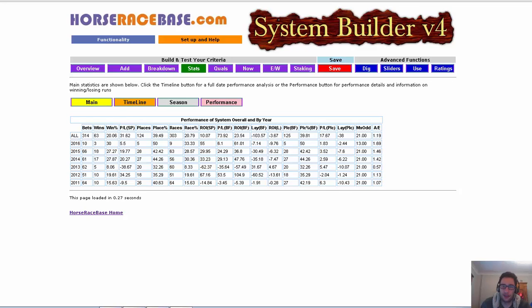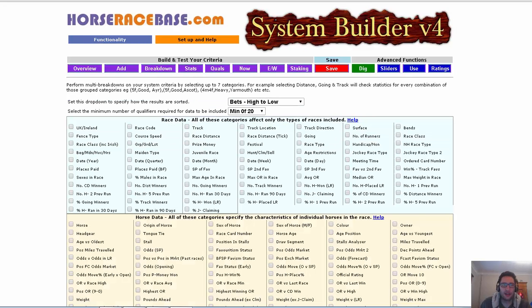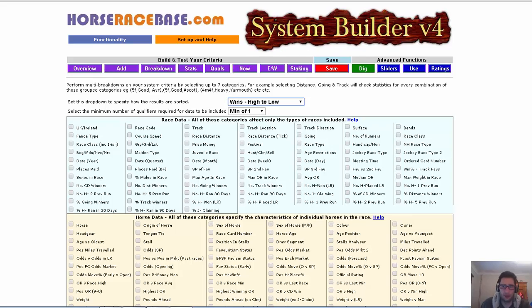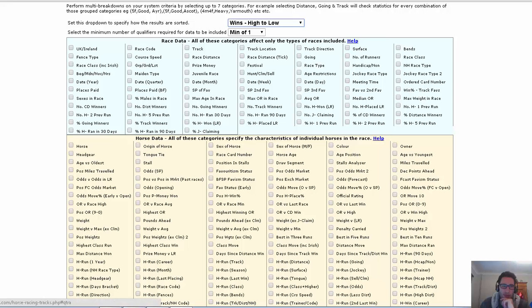But let's have a look. So you've got the dig function here, that's what I want to look at. To the right hand side you can set the parameters here, given this minimum 1 bet, wins high to low. You can look at various different things. You need to couple, so find a couple of different angles that you can put together.